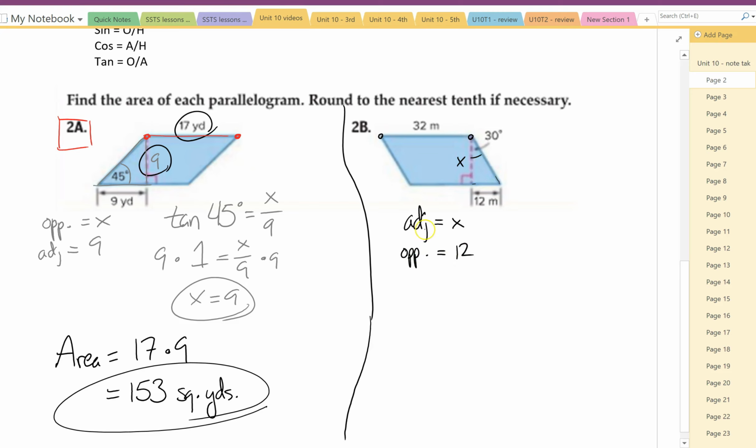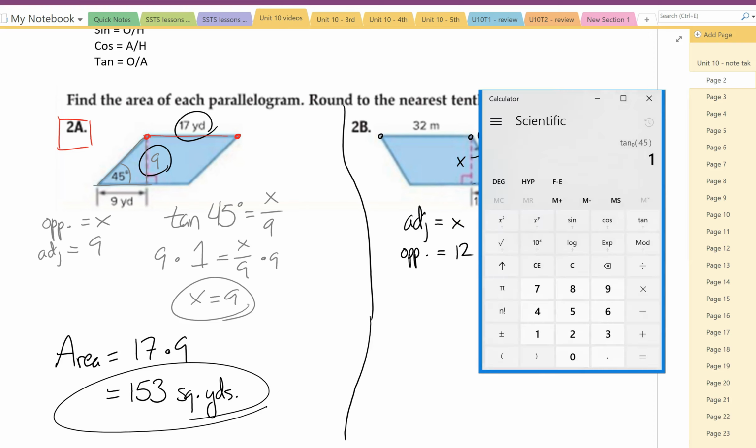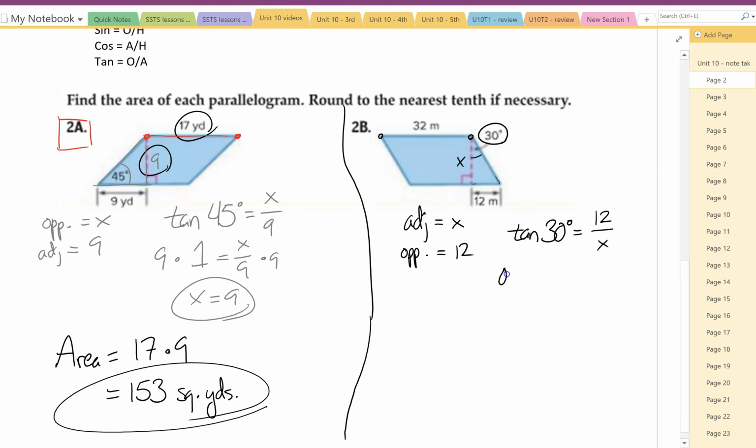So 12 is my opposite. Once again, I have opposite and adjacent, so I'm going to use tangent. So I'm going to say the tangent of this time 30 degrees is equal to the opposite, which here is 12, over the adjacent, which is x. So first thing I need to know is what's the tangent of 30 degrees. I'm going to round that to 0.58. So 0.58 equals 12 over x.